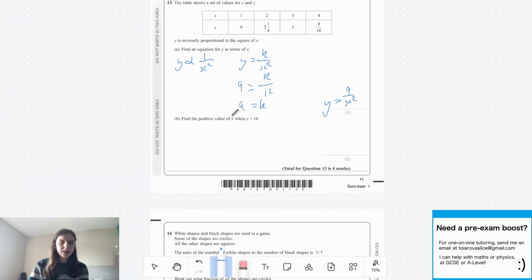Find the positive value of x when y is 16. So again, let's just use the equation. y will be 16, so let's plug that in straight away. 16 equals 9 over x squared. Let's just rearrange a little bit. 16x squared is equal to 9, which, let's go up here, just so we have a bit more space. x squared will be 9 over 16, square rooted will be 3 over 4. And we don't need to care about plus or minus because it's just a positive value. So it's 3 over 4.